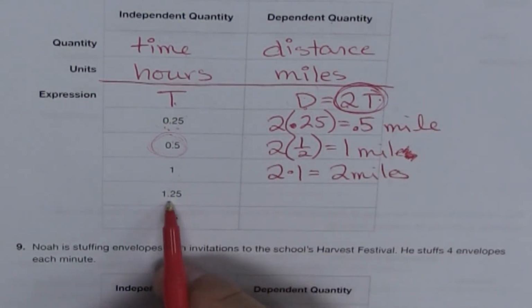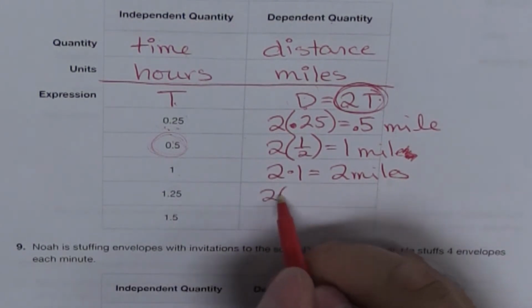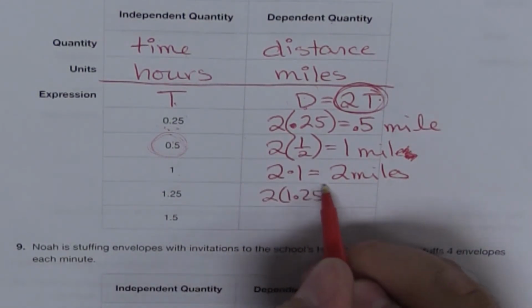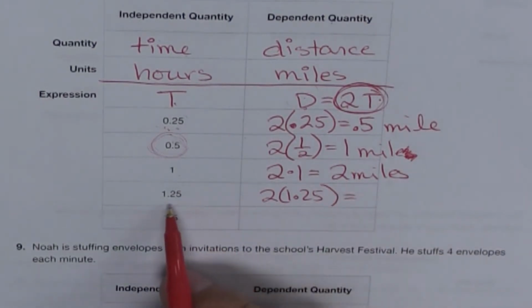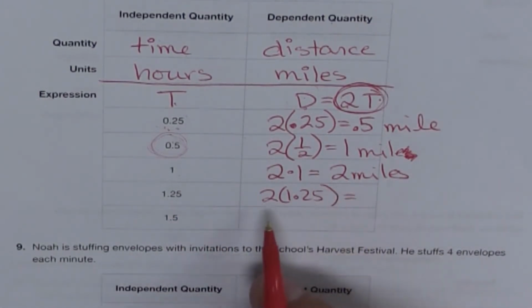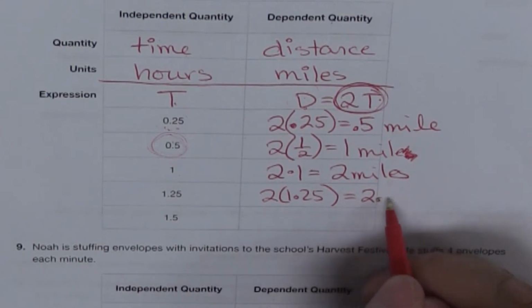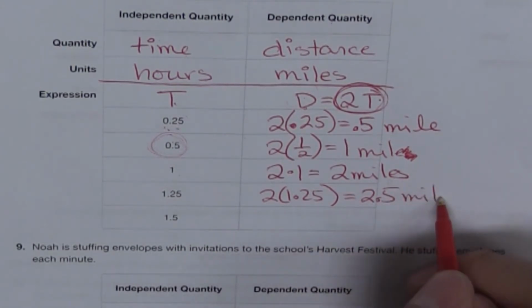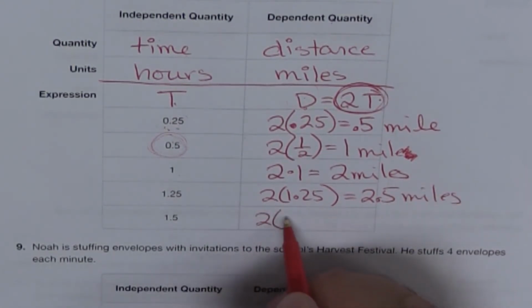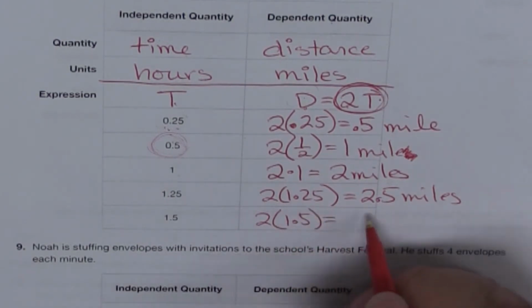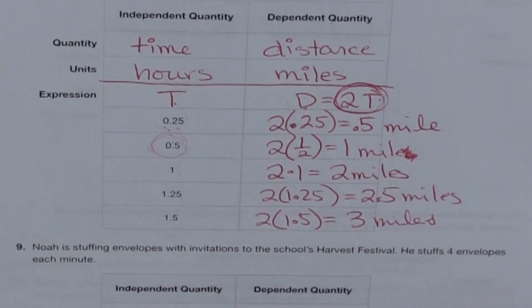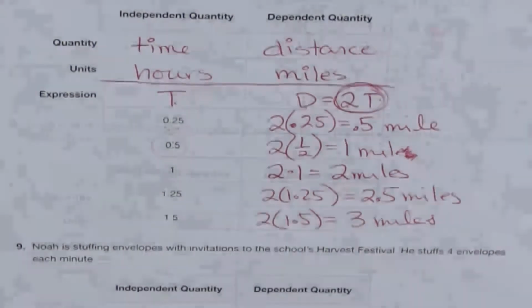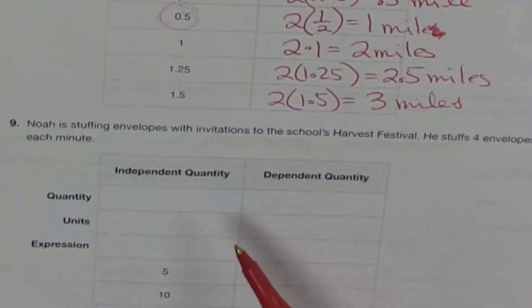To get this one, I'm going to take 2 and multiply it by 1.25. You could use a calculator or not. I'm not. After 1, she does 2 and then another quarter. This is going to be 2.5 miles. And then lastly, if I take 2 and multiply it by 1.5, that's going to be equal to 3 miles. This isn't hard, friends. It's not rocket science, but it's the beginning of it. All right, number 8's done.